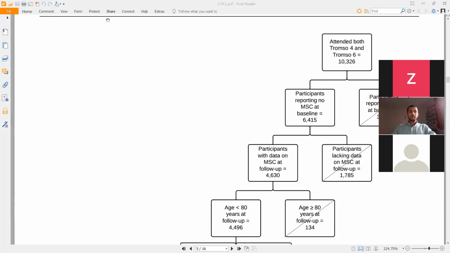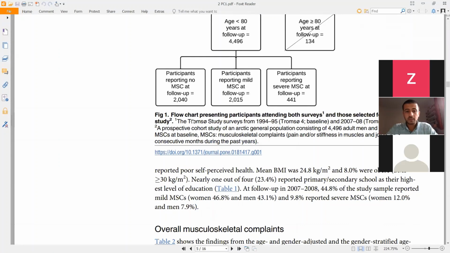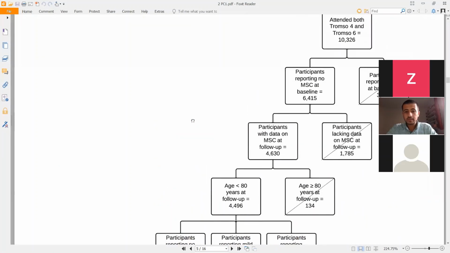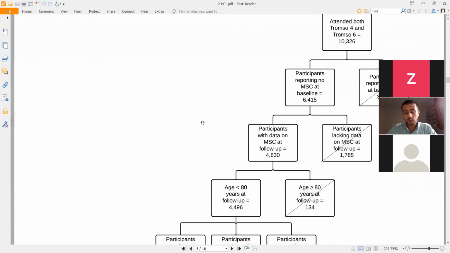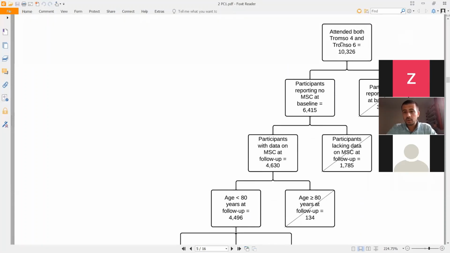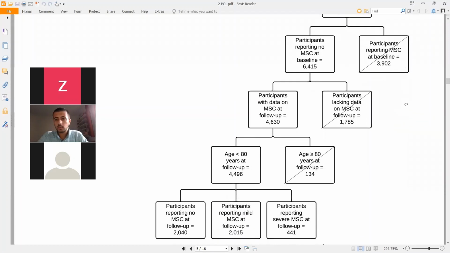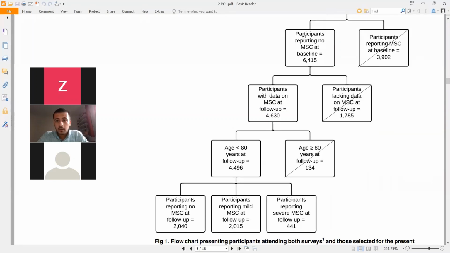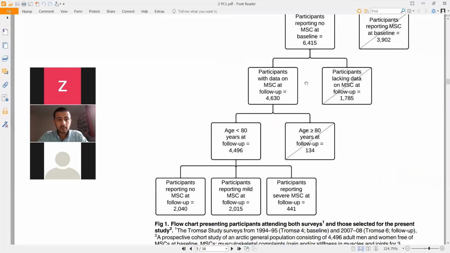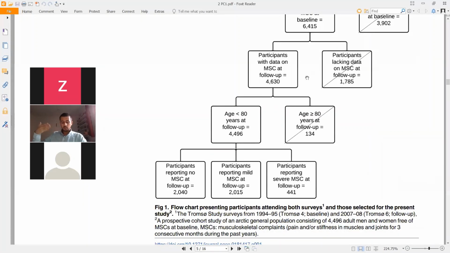Okay. Now we have that strange figure. Its name is flow chart, and for this flow chart we have some participants who attended both Tromso 4 and Tromso 6, and we don't know what this is. Participants reporting no MSC at baseline, and we keep going with the same method we used last time.